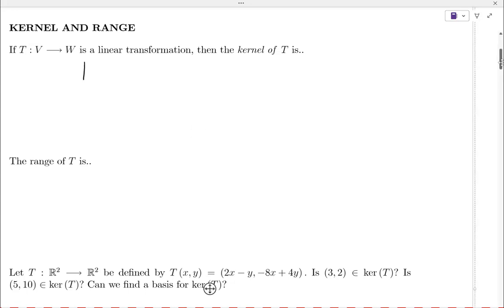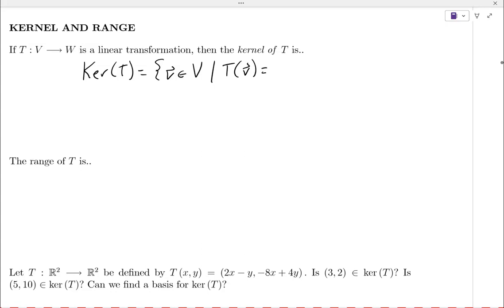Kernel is a set of vectors. We denote kernel with ker of T. So that's going to stand for our kernel of T. This is going to be the set of all vectors in your input space that get mapped to the zero vector. And just for emphasis sake, that zero vector will be in your output space. So the kernel is a set of everything that gets mapped to the zero vector.